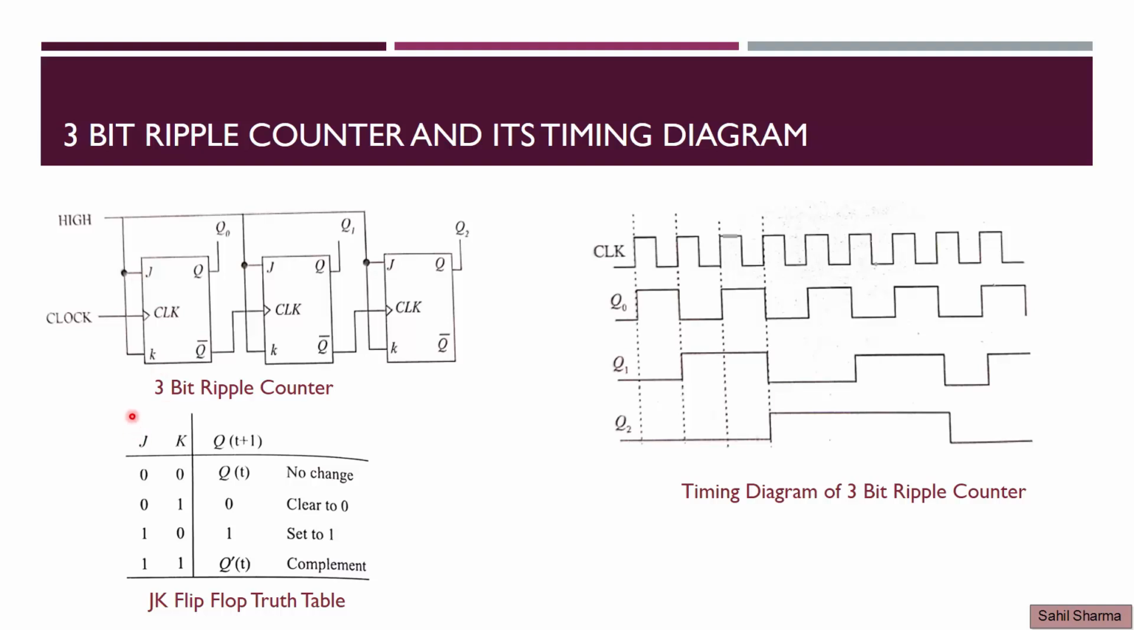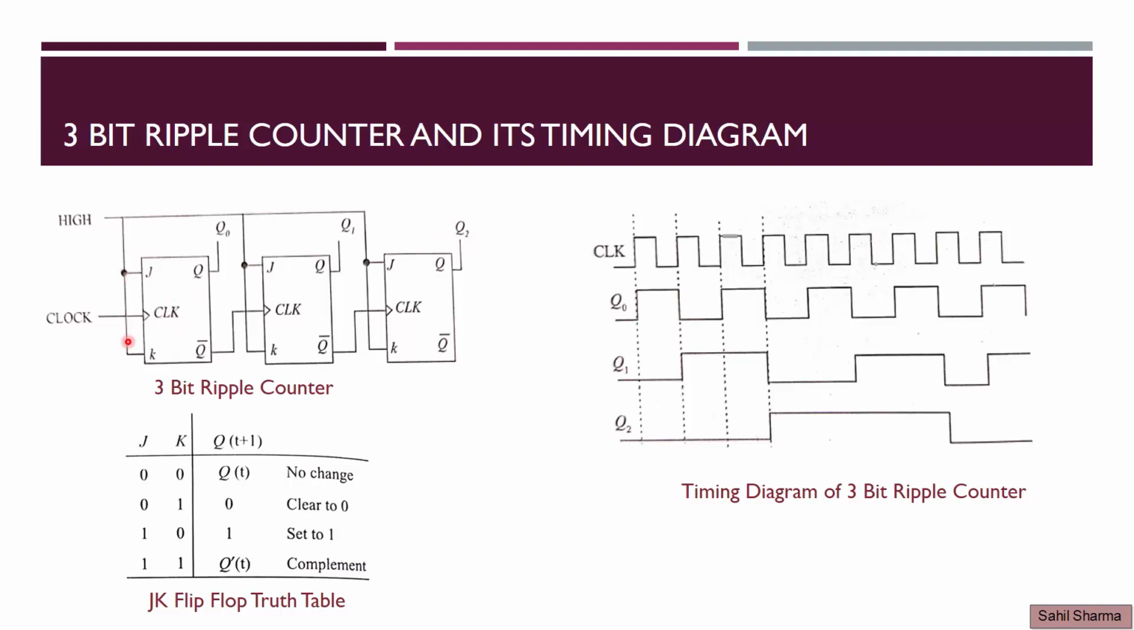Because we are talking about the asynchronous counter, the clock pulse is only given to the first flip-flop. So this one is the first flip-flop. How do we know this? Because this has Q0 as the output, this one has Q1 as the output, and this one has Q2 as the output. So the first flip-flop is this one.